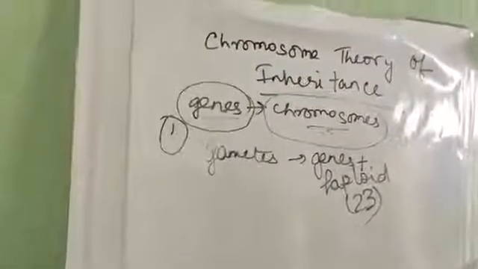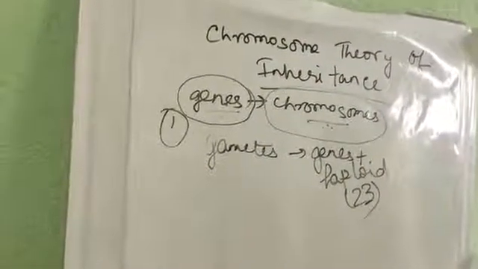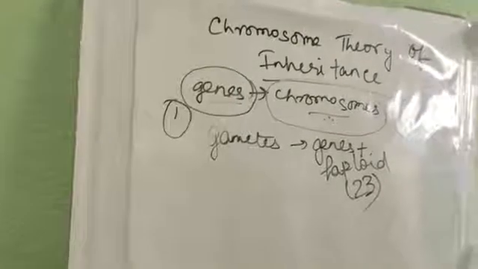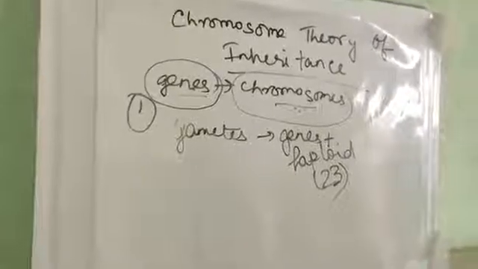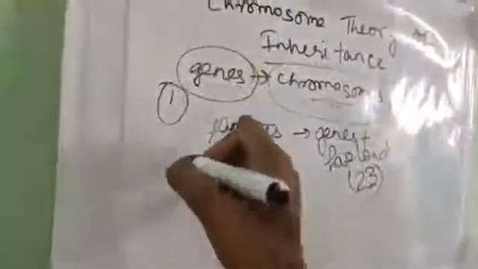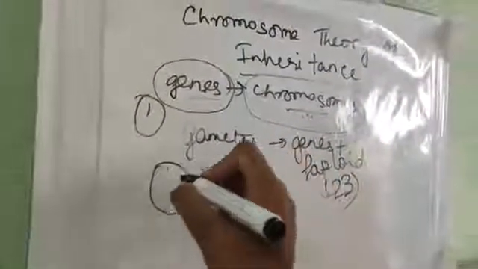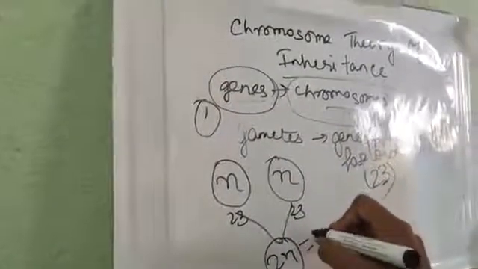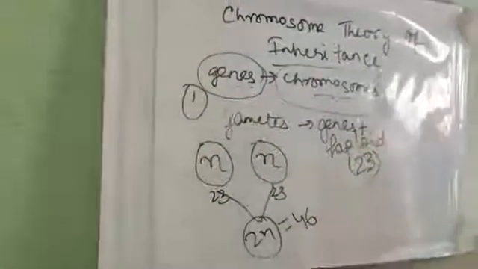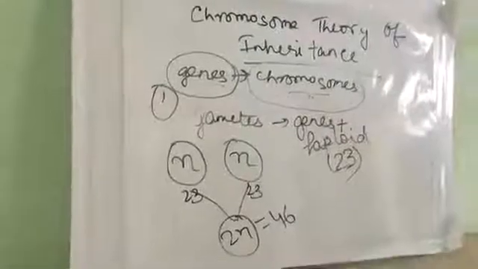Number 3, that during fertilization, 2 gametes bearing haploid gene set along with one set of chromosome fuse to form diploid zygote. During fertilization, what happens? 2 gametes are there, each of n, right? That means they are carrying 23 and 23 chromosome, as well as they are carrying the genes. They actually fuse together and form a diploid zygote, which is having 46 chromosome number.